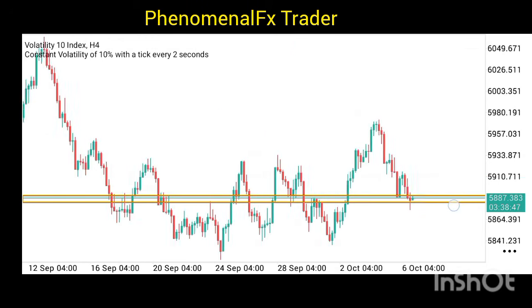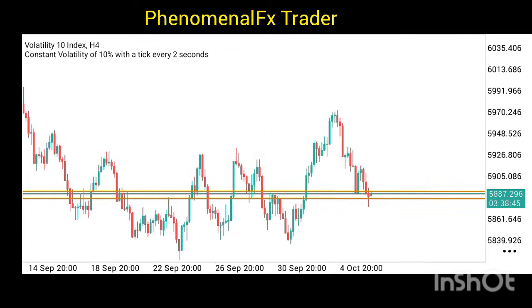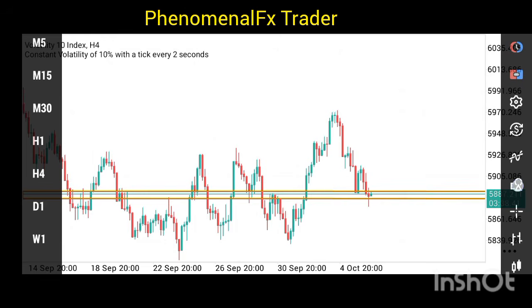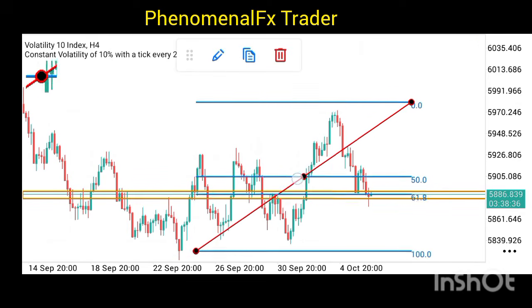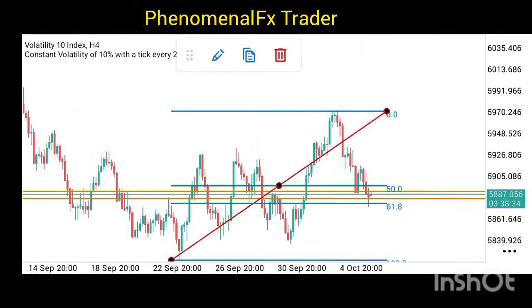On the 4-hourly time frame, you can see the last low the market created, which was here. Let's just try to use the fib tool. Mark from this last low the market created before it bought and broke structure, and you can see that that is exactly where we have our golden zone. The golden zone is between the 50% and the 61.8% of the Fibonacci retracement tool.